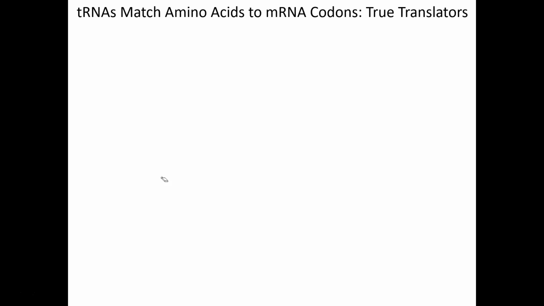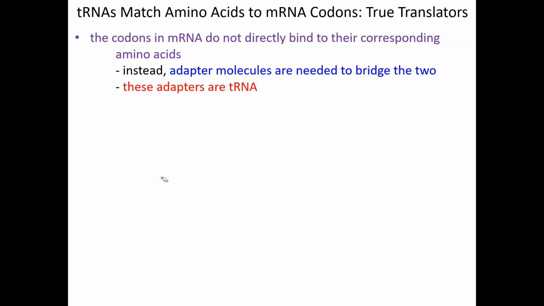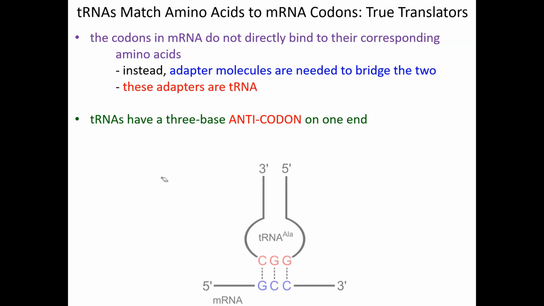And that's where tRNAs come in. Transfer RNAs are the true translators of this process. The codons in the messenger RNAs don't directly bind to their corresponding amino acids. CUC doesn't recruit leucine for translation. Instead, we need adapter molecules to bridge that CUC codon to a leucine, and those adapter molecules are transfer RNAs. Transfer RNAs have a 3-nucleotide anticodon on one end that's complementary to the codon.